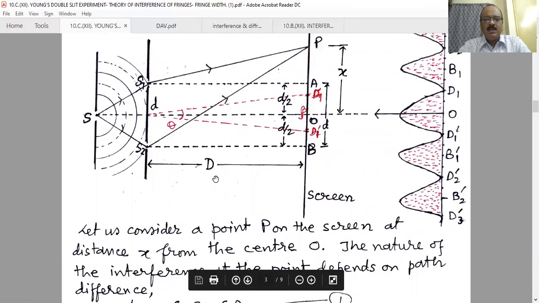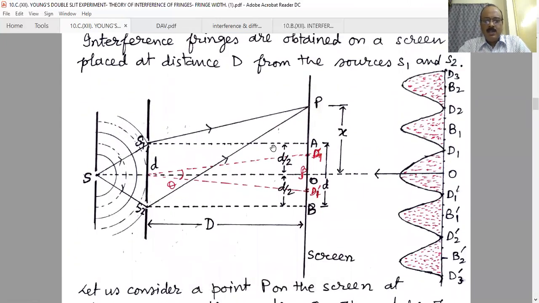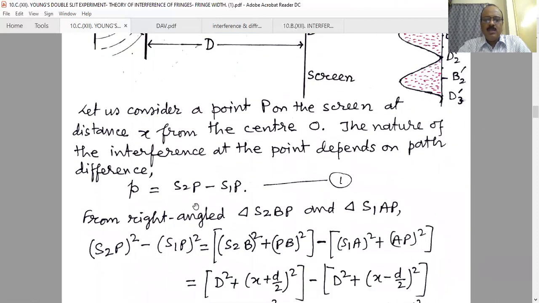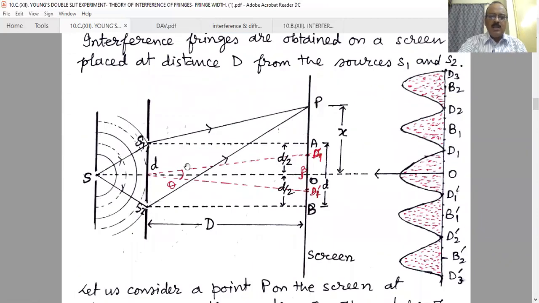That means, what is the path difference? In this figure, it is clear that S2P is greater than S1P, and the path difference is S2P minus S1P. Initially, we have to find out the mathematical expression of the path difference, and then what will be the nature of the interference pattern, constructive or destructive, or between them, depends upon this path difference. And to find out this path difference, we have to take the help of simple geometry.